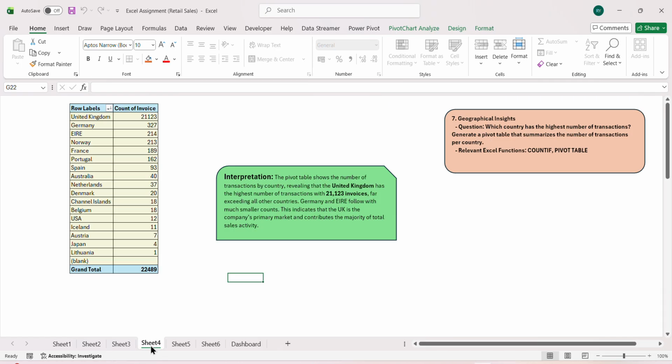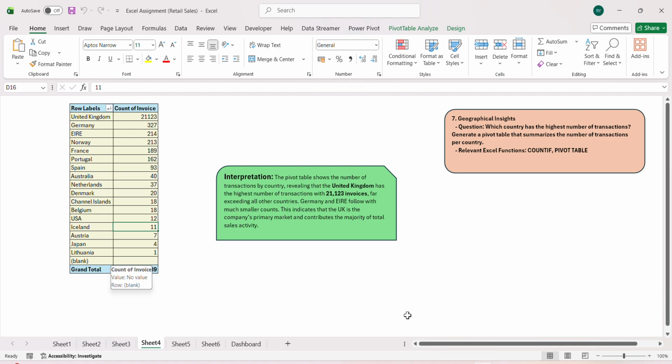Moving forward, the next is the geographical insight. Which country has the highest number of transactions? I have created the pivot table here, and the United Kingdom has the highest number of transactions. On the other hand, we can see Lithuania has the lowest number of transactions.